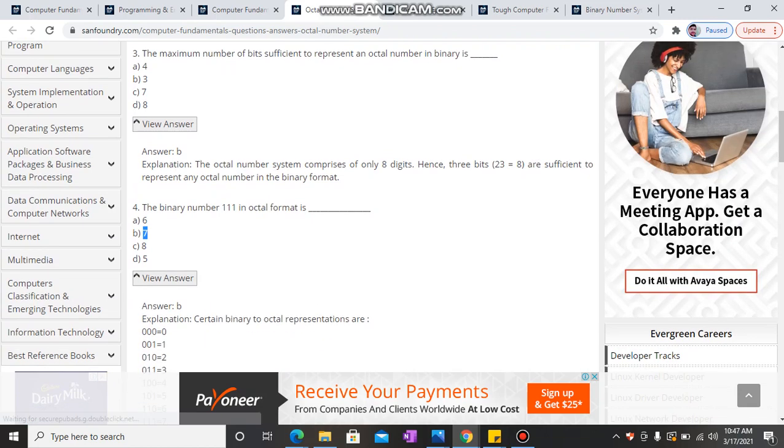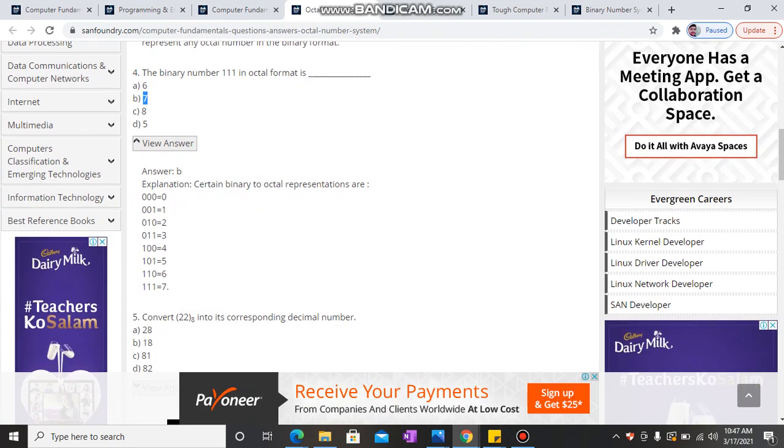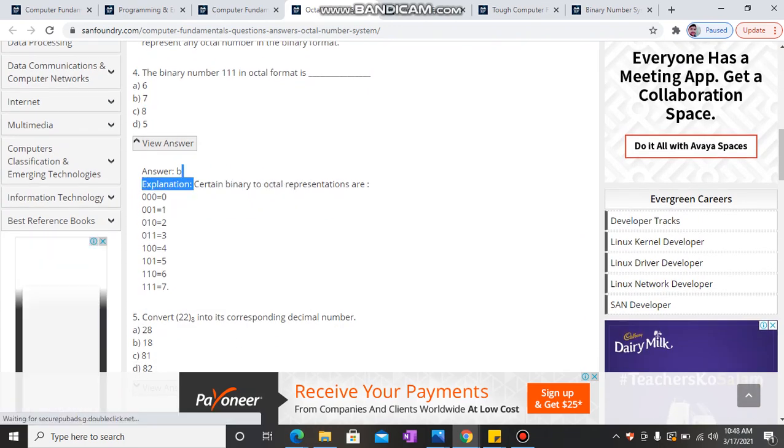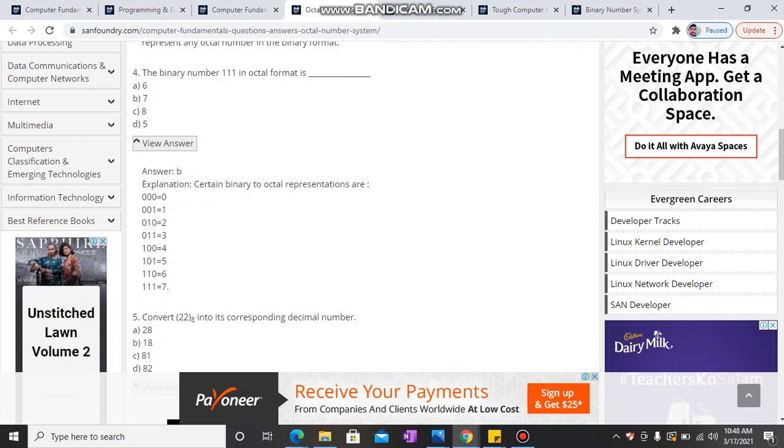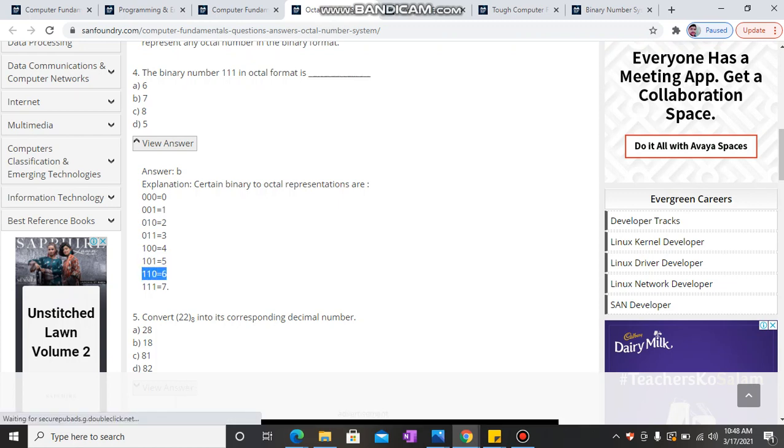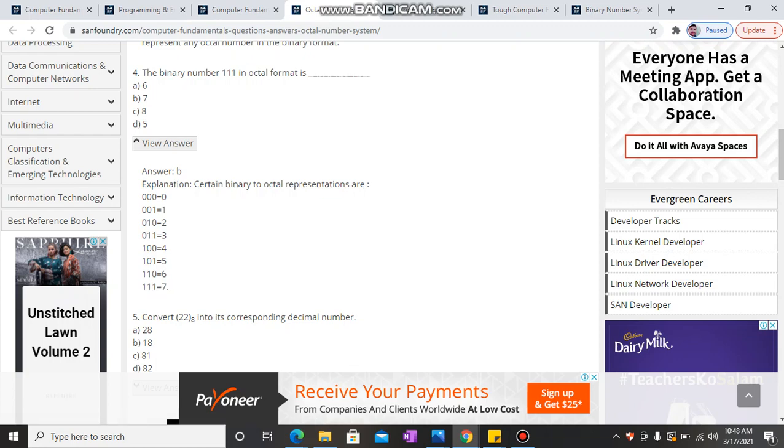Clear? Okay, so you can see the explanation. Like certainly, you can pause the video and look at the examples. 000 is equal to 0, and 001 is equal to 1. 010 is 2, 011 is 3. Like we have 100, that's equal to 4. 101 is 5, 110 that's 6, 111 is 7.